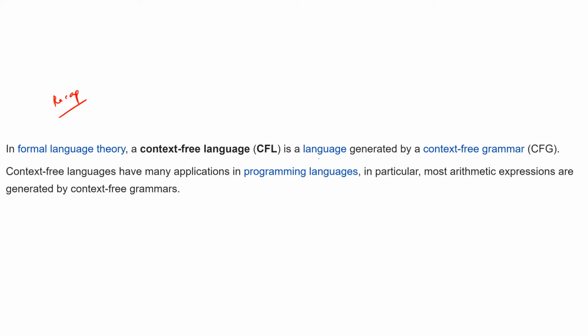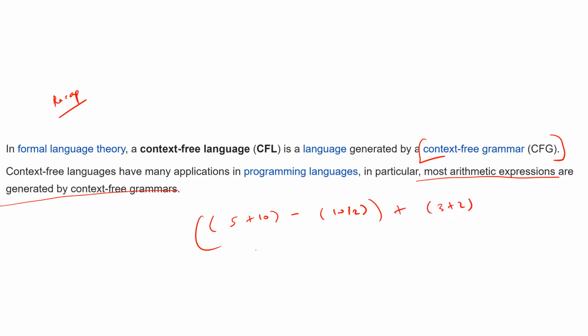A context-free language is nothing but a language that is generated by context-free grammars. One of the most famous use cases of context-free grammars is to parse arithmetic expressions. An arithmetic expression is an expression of the type, let's say, 5 plus 10 minus 10 by 2 plus 3 plus 2, with parentheses. Now you can parse this expression using context-free grammars and arrive at the result in an unambiguous manner, as in parsing in compilers. Yes, that's right.